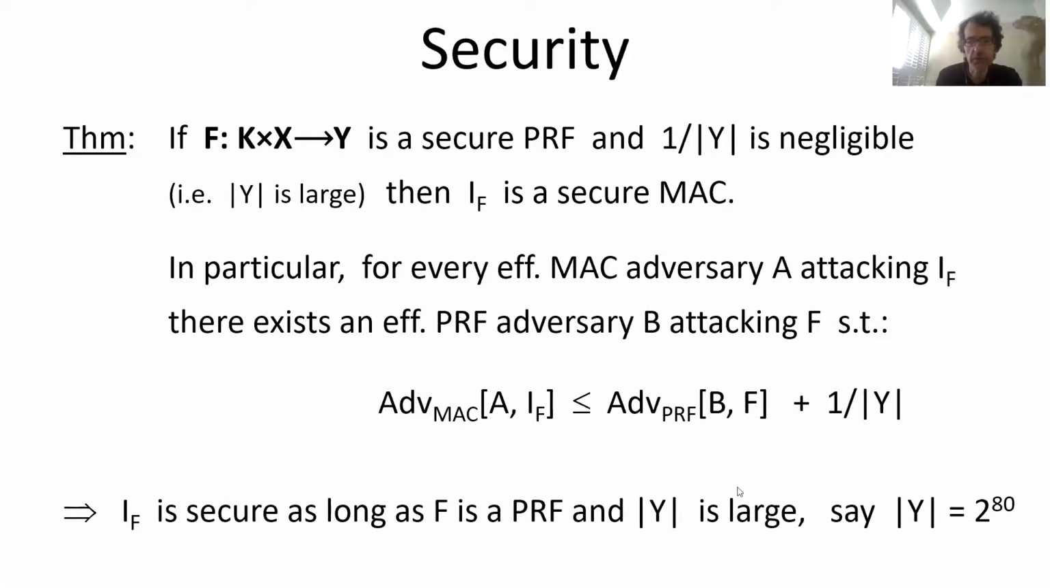And this translates into a formal proof. So the security, the advantage of an efficient attacker against this MAC in the MAC unforgeability game, is bounded by the advantage of some very closely related attacker, a reduction, against the PRF, plus just guessing an element, the probability of guessing a proper tag in the range of the function.